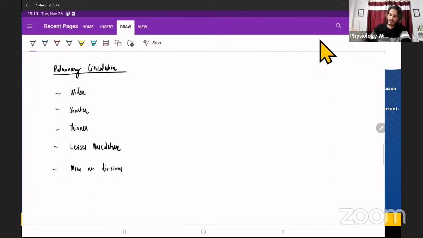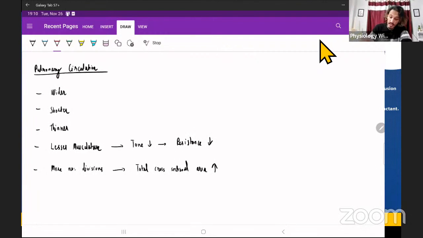Because they have more number of divisions, the total cross-sectional area will be less. I'm sorry, it will be higher. Okay, because it has less musculature, the tone will be lesser, which means your resistance will be lesser.